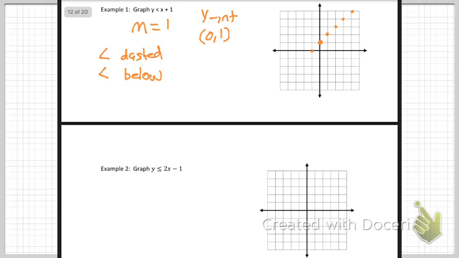Now, as I just stated, we are going to use a dashed line based on that symbol because y has to be less than the line, not equal to, just less than. So our solutions will not be found on the line. Alright, and also we're going to shade below. So I'm going to use a highlighter to shade below this graph.